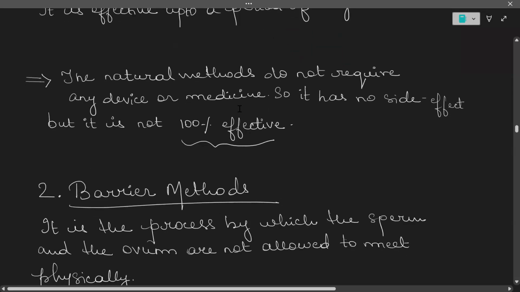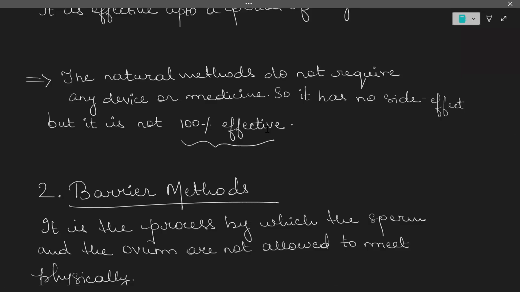Now, the natural methods do not require any device or any medicine, but they are not 100% effective. They do not have any side effects, that's true. Zero side effects, but they are not very effective. It's very much like 50-50. The couple can get pregnant or not.